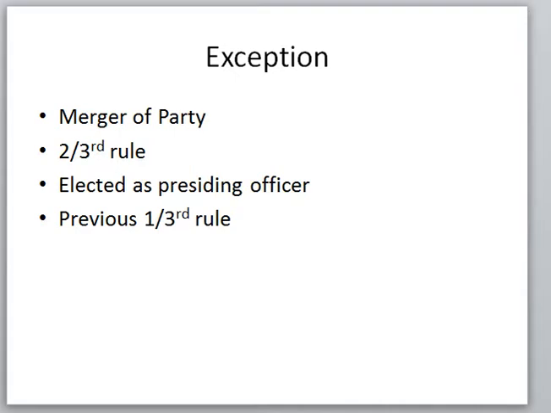But there was a previous rule of one-third. That means if one-third of the members decide to join a political party, then they cannot be disqualified. That was the earlier rule, but now they have added one-third more. That means if you want to not get disqualified from a particular party and your seat, then you should have two-thirds of the majority.